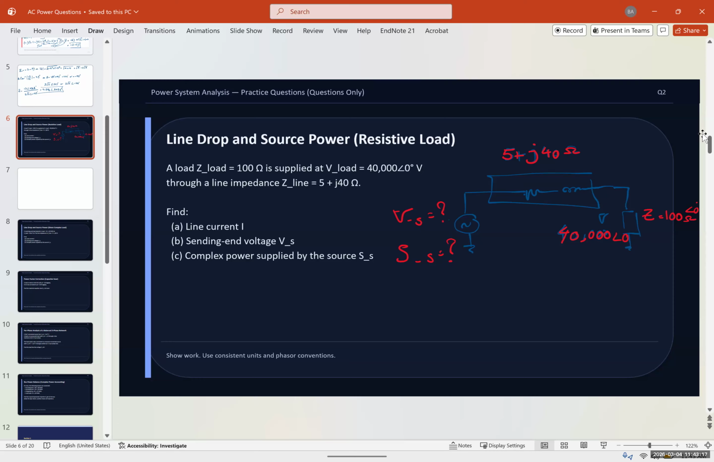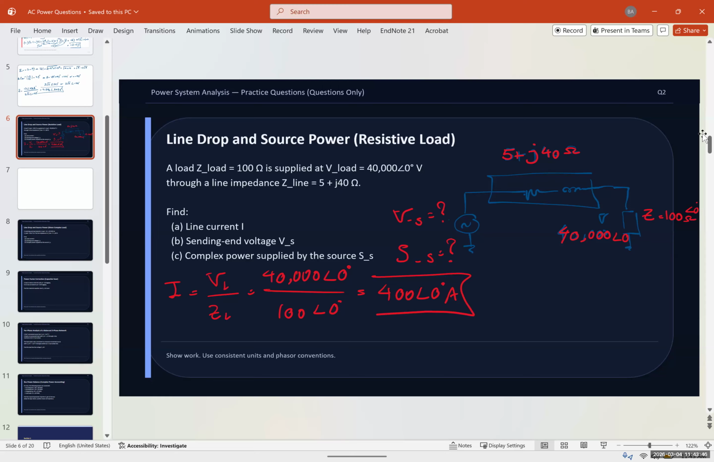Thank you. So first thing, we want to find the current. And the current using Ohm's law is going to be the load voltage over the load impedance, which is 40,000 with a degree of 0 degrees over 100 with a degree of 0 degrees, which gives us 400 amps with a degree of 0 degrees. So this is our current, first part.